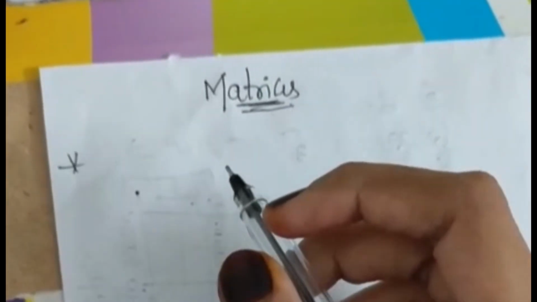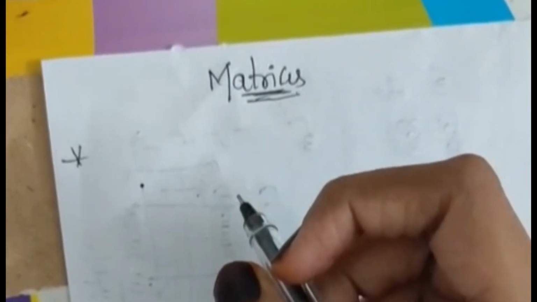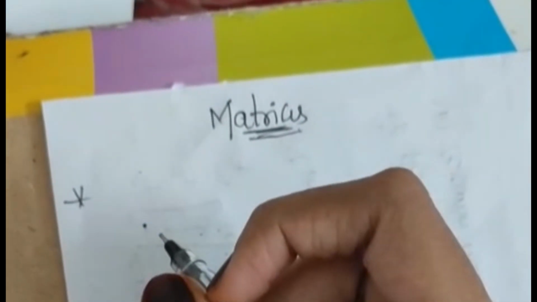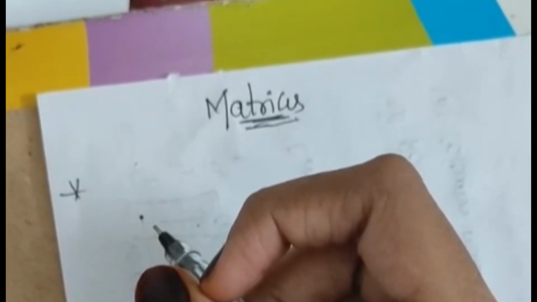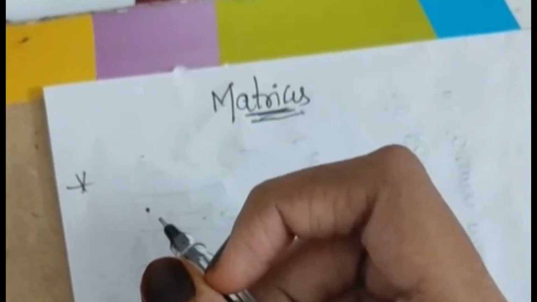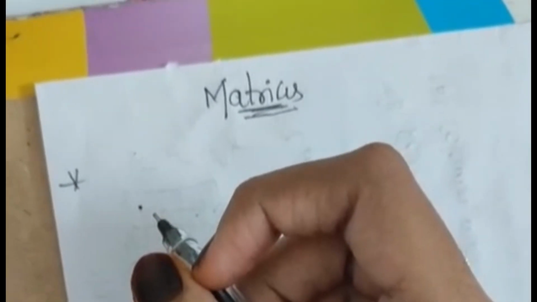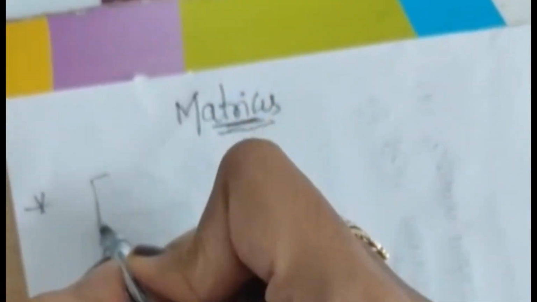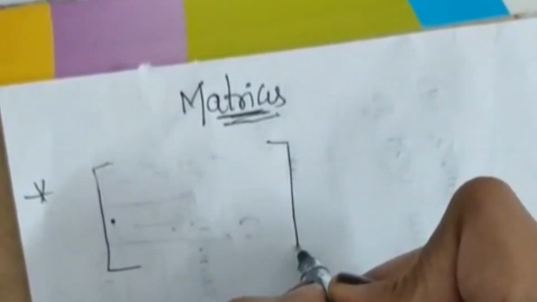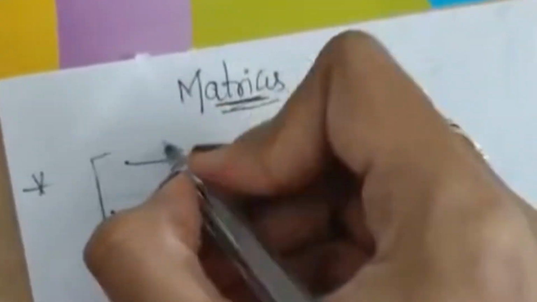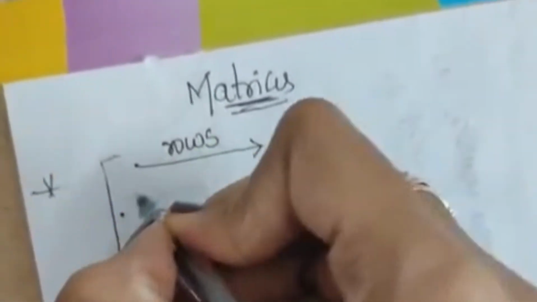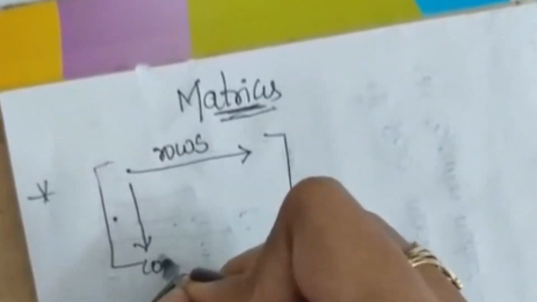Hello everyone. In this video, we are going to learn about matrices. What is a matrix? A matrix is a combination of arrays which consists of symbols and expressions. It is represented in rectangular braces, in which these are known as rows and these are known as columns.